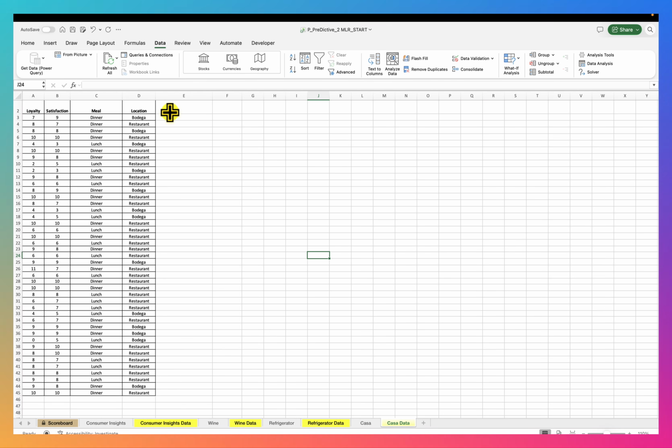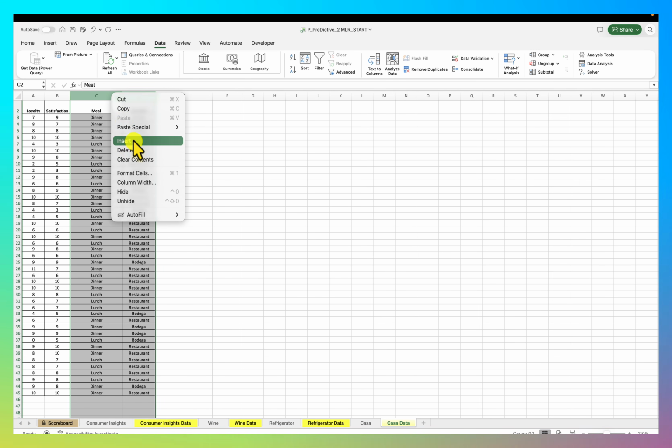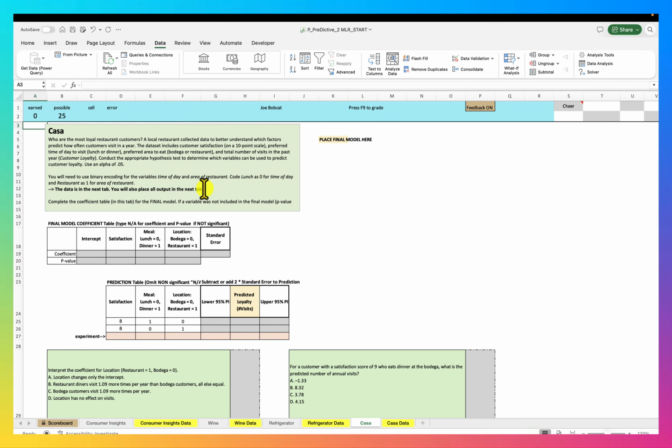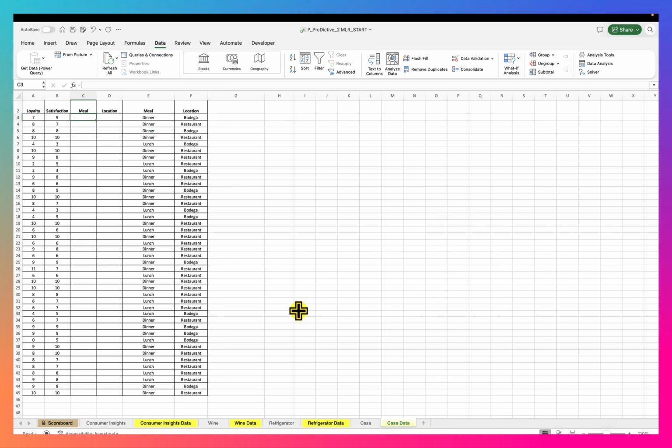Alright, so I've got 2 qualitative variables. Both of those need to be coded. So I'm going to insert 2 columns. I'm going to highlight 2 columns and pick insert. That'll insert them both at the same time. This one is the meal, and this one is the location. And I've got to get the coding right. So for the meal, lunch is 0. And for the location, restaurant is 1.